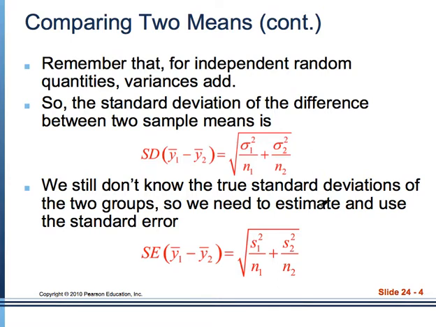So for independent random quantities, we add the variances together, and the standard deviation is no different than that. We did this before when we were comparing two proportions to each other. So we have the difference between the two standard deviations. We square the standard deviation to get the variance, and then we take the square root of the whole thing because we eventually want the standard deviation between the two of them.